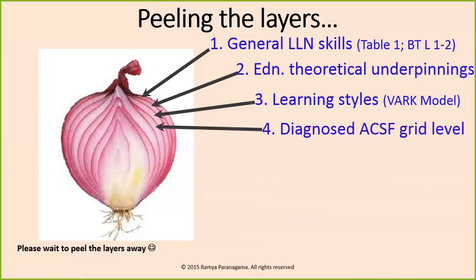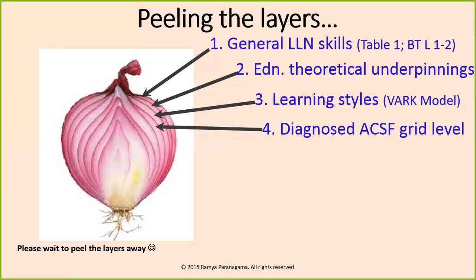So the next one is the diagnosed Australian Core Skills Framework grid. Remember the VARK model. The VARK model's issue is that you have students with all learning styles or some learning styles. So we need to find out which learning style each student has. That's a very important thing. You have a number of different combinations here, right? Some of them may have one, some two or three or all. So then you need to match with the diagnosed Australian Core Skills Framework. Those are the 4 levels.